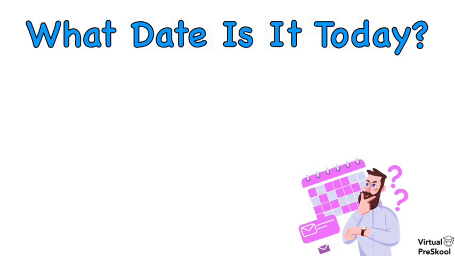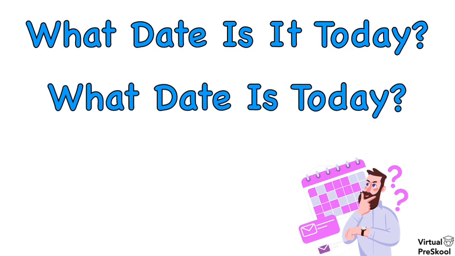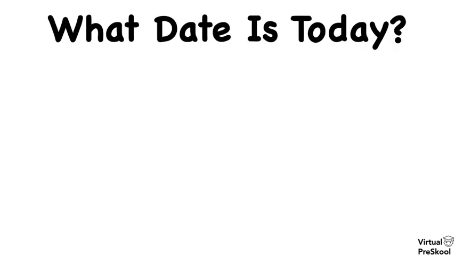And first, let's start by changing the question ever so slightly. Instead of, what date is it today? We're going to change it to, what date is today? So we just took out the word it. And the reason we did that is because that's how the question would be asked in Hindi. So we have, what date is today?